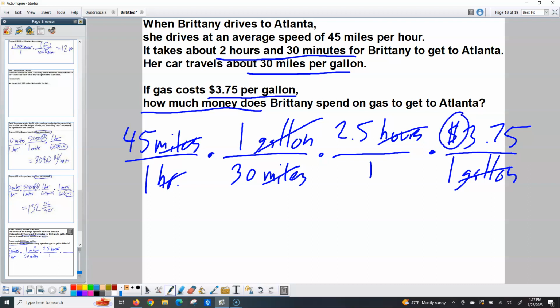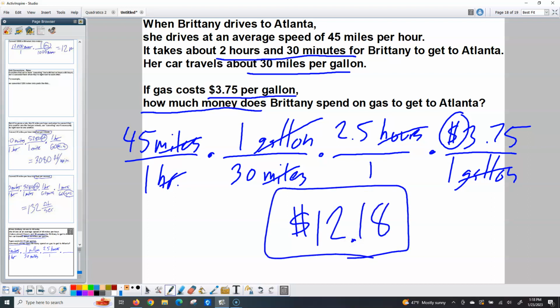So on top of my fraction, I'll have 45 times 1 times 2.5 times 3.75. And on the bottom, I'll have 30. And how much does it cost Brittany to get to Atlanta? It's going to cost her $12.18 once you punch all that in your calculator.